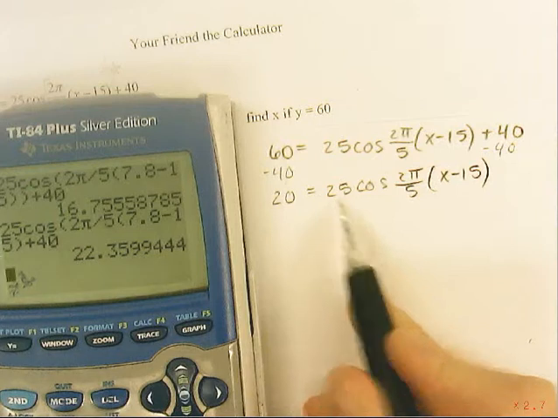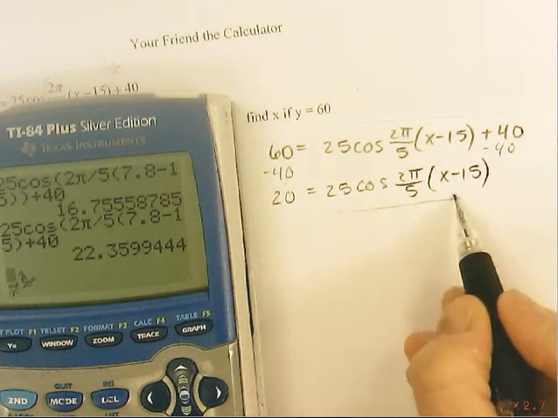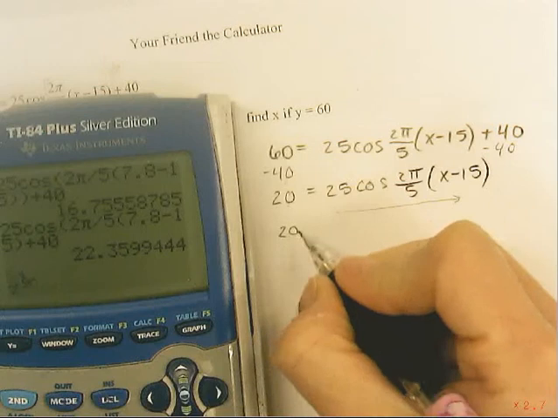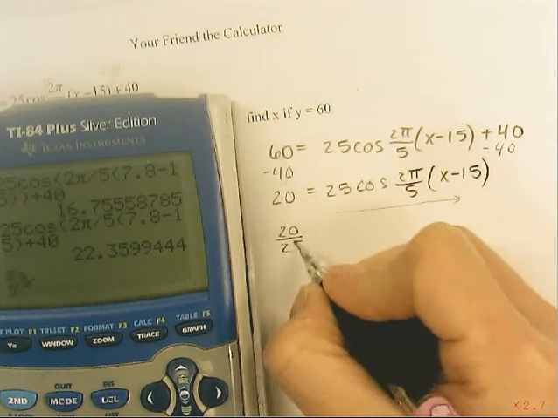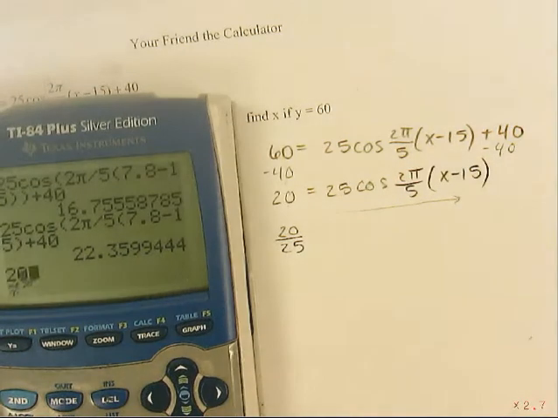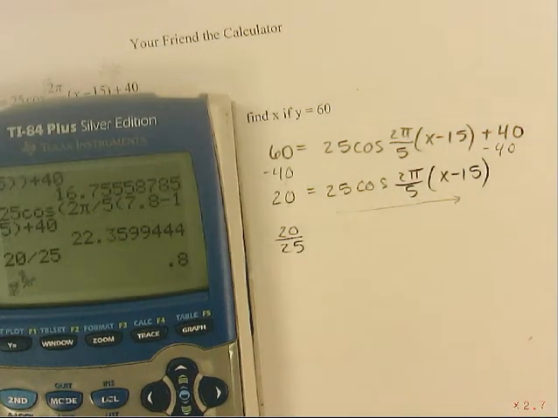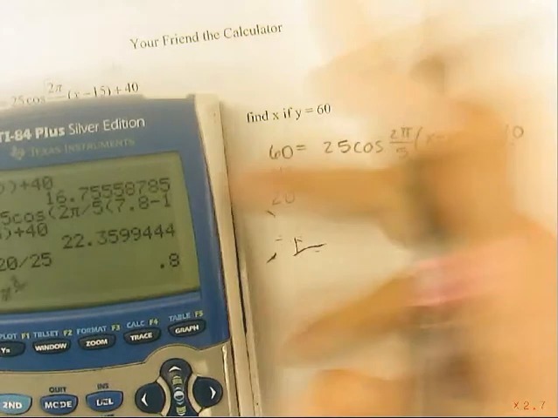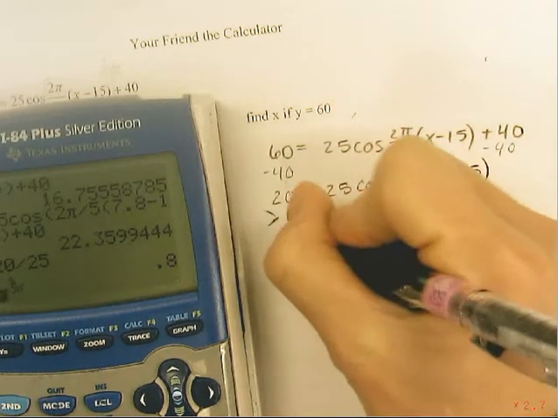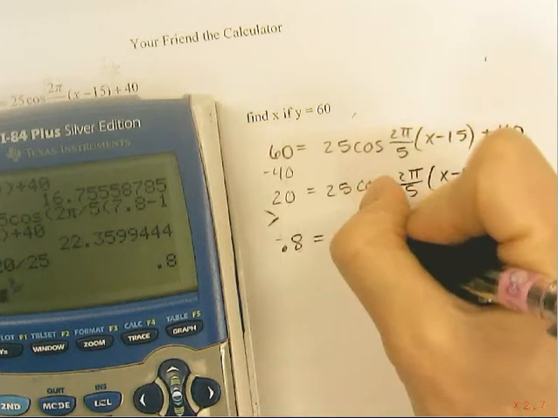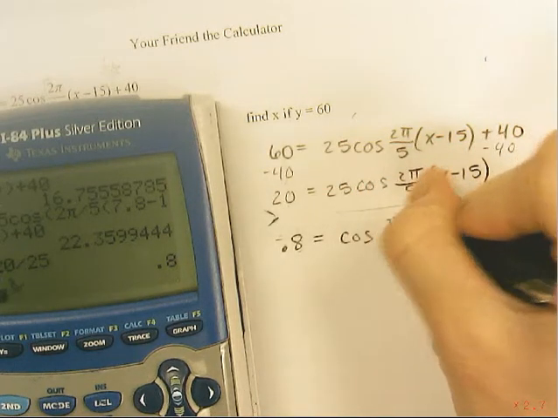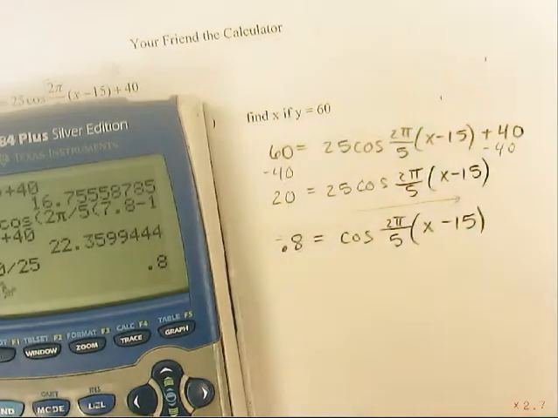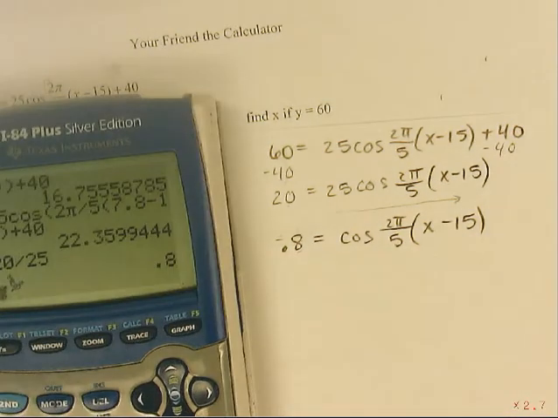And then essentially it's working from left to right here. We want to divide by 25 here. So we're going to get 20 divided by 25, which gives me 0.8. I'll go ahead and write that. And then that's equal to cosine of 2 pi over 5 times x minus 15. Okay, when you get to this, we subtracted and we divided.